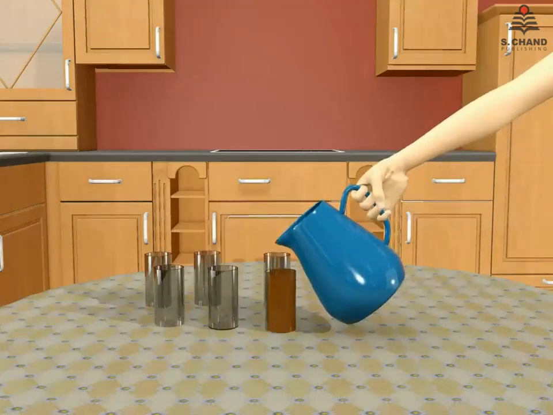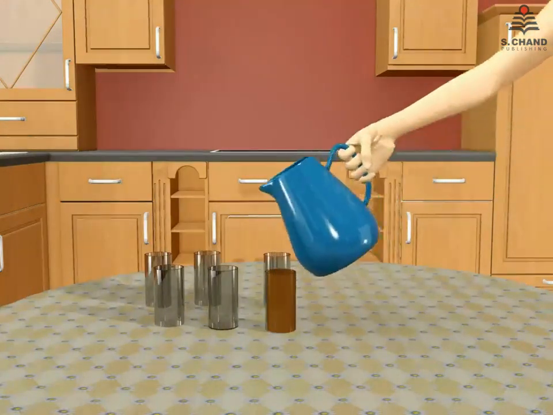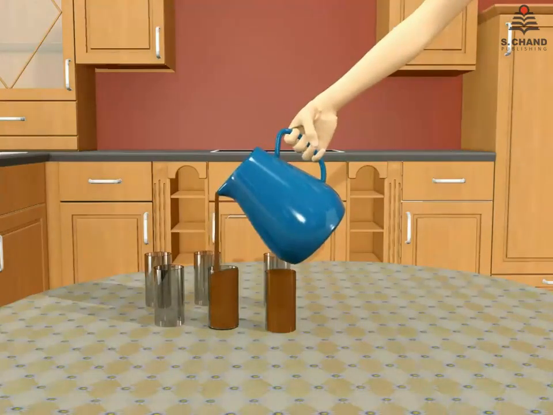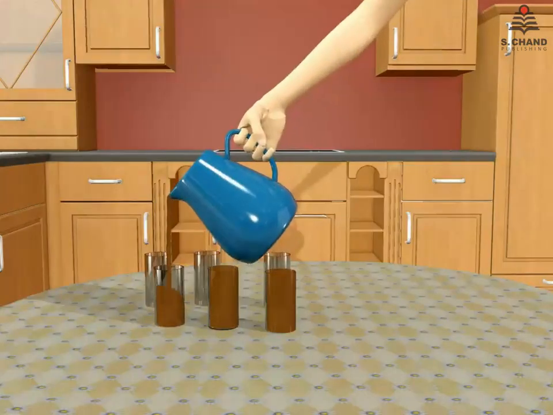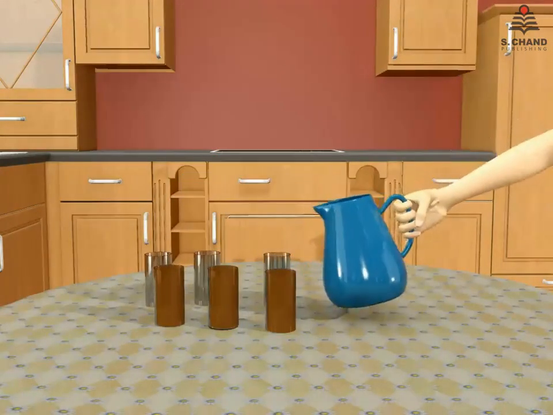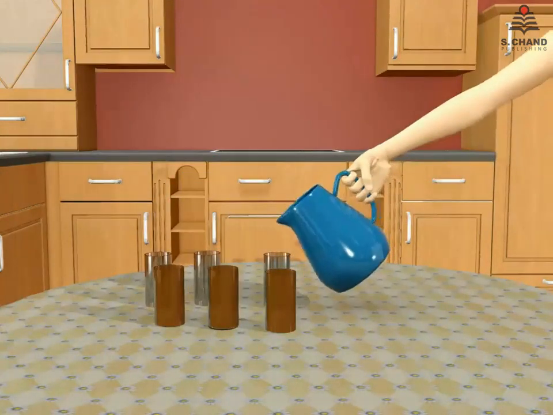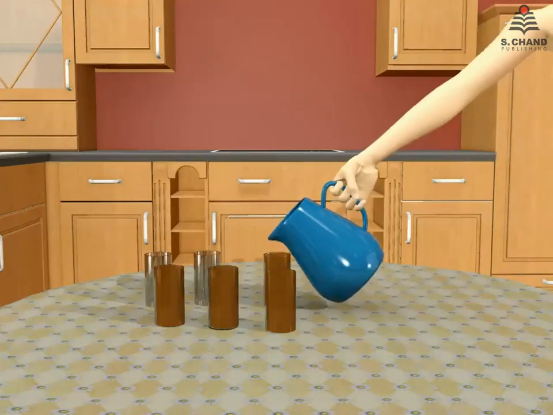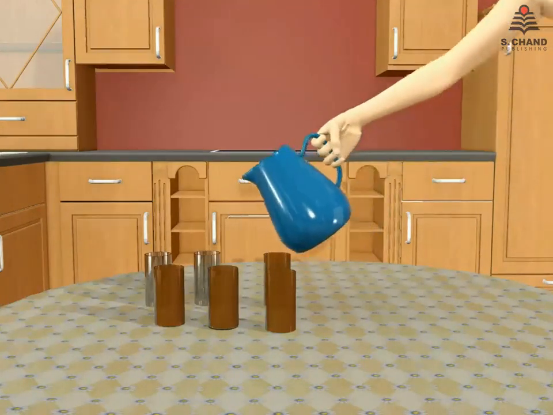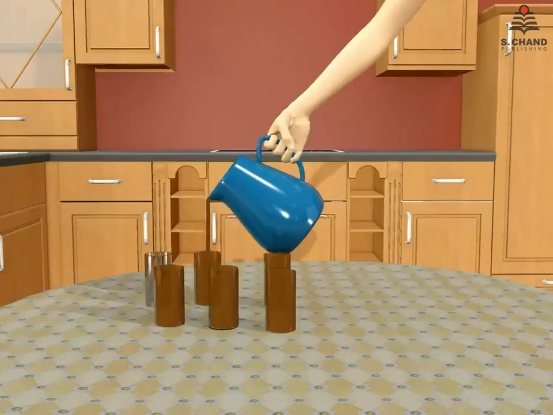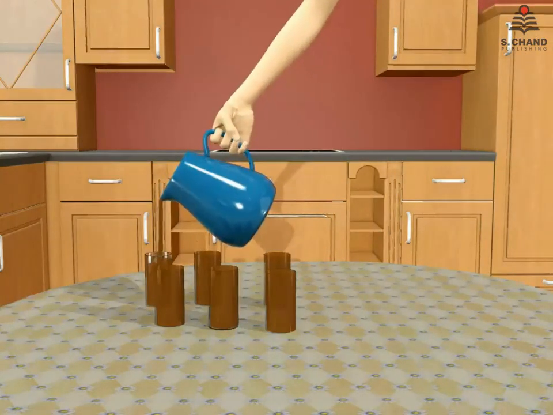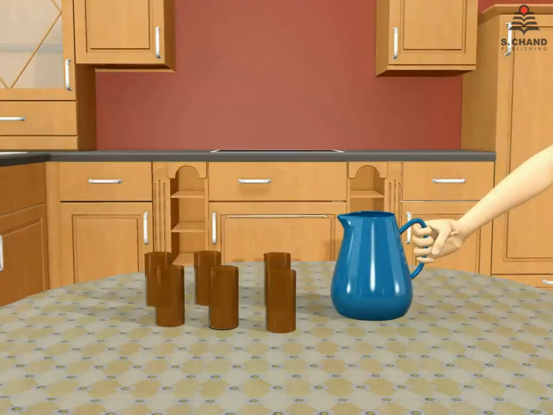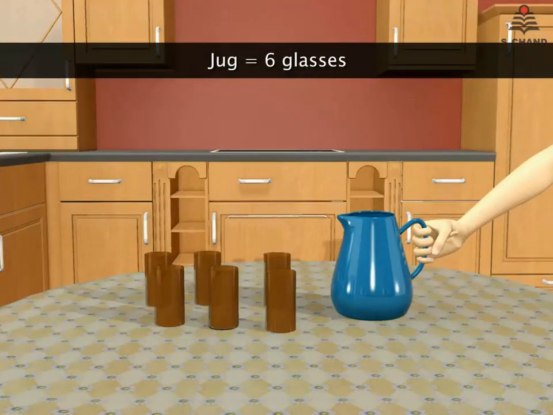1, 2, 3, 4, 5, and 6. The jug holds 6 glasses of chocolate milk.